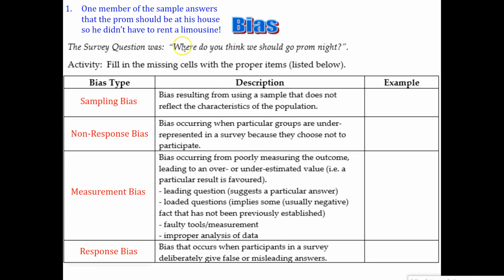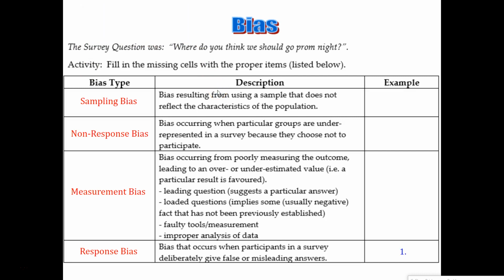So for the example, remember the survey question here is, where do you think we should go prom night? One member of the sample answers that the prom should be at his house so he didn't have to rent a limousine. That would go under response bias, because no one is really going to think that a prom is going to be at their house, and so that's response bias. He's just making a joke.